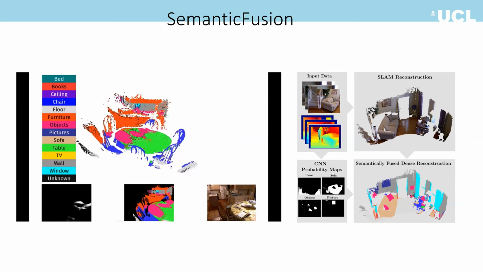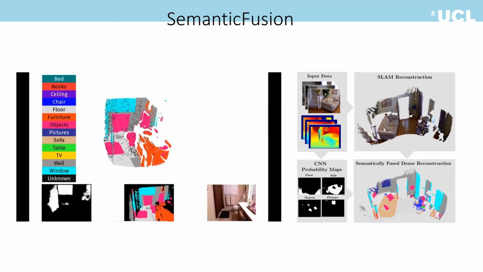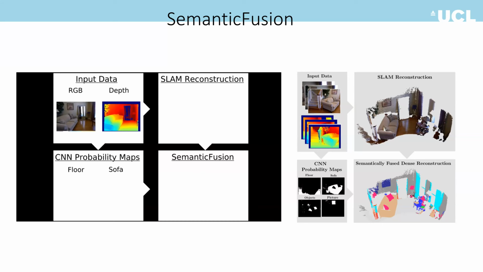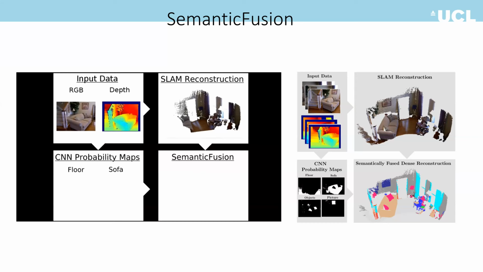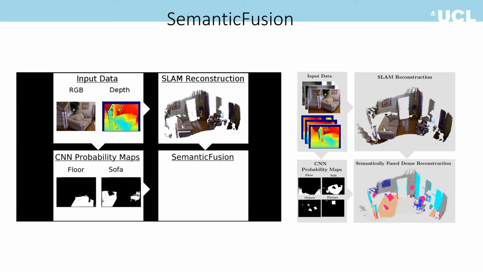And its pipeline is quite simple. It has two stages, as shown in this figure on the right. First, you run a 2D network to get the 2D predicted labels. And once you've got the 2D predicted labels, because there's also a backend SLAM system running, you do the data association by back projecting all those labels to 3D.